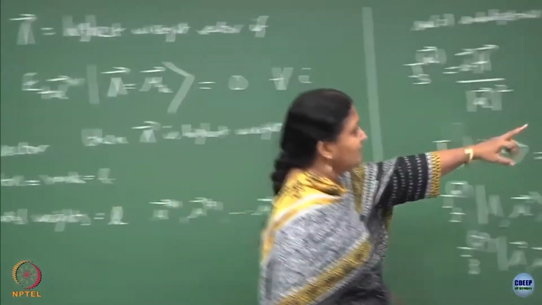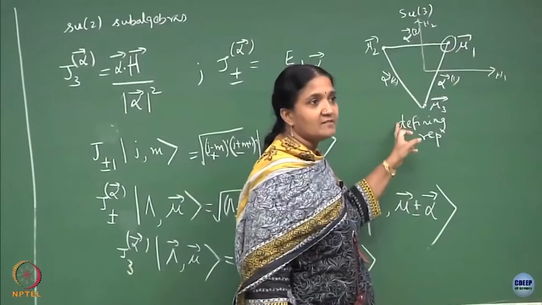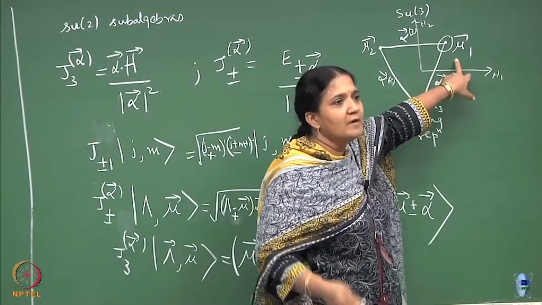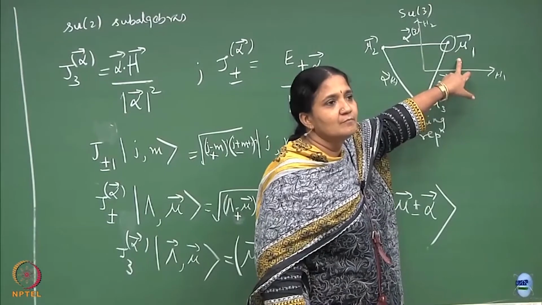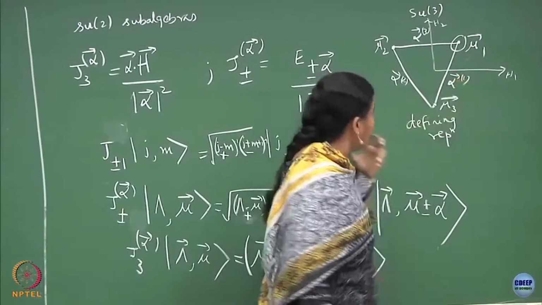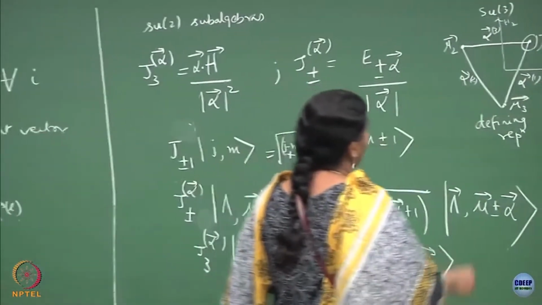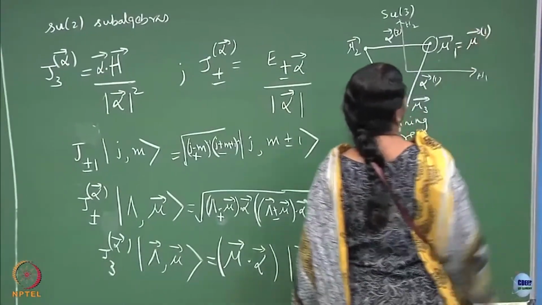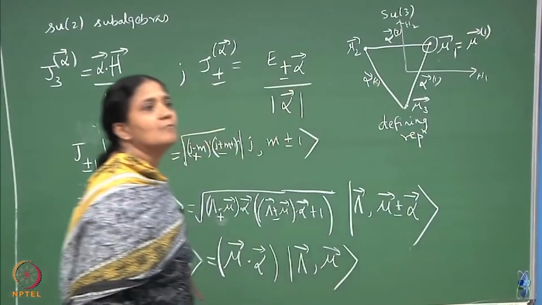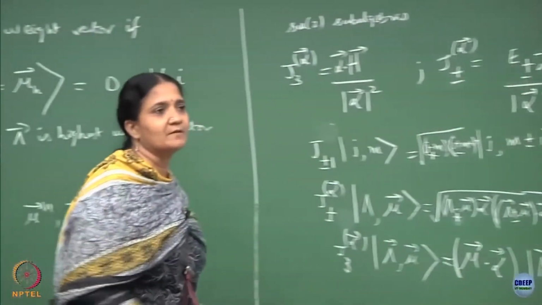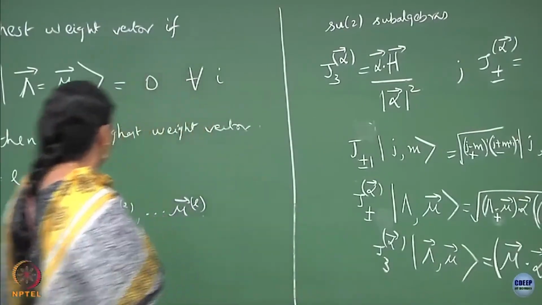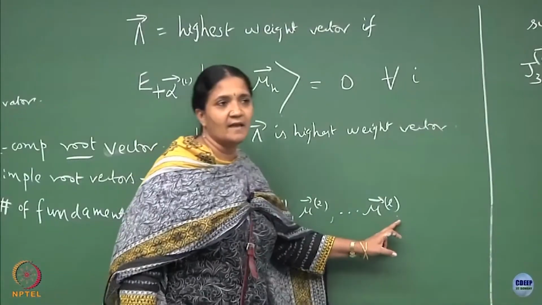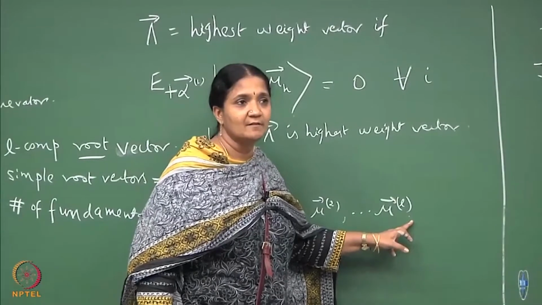Those were the three states for the defining representation, and this highest weight will be one of the fundamental weights. Okay. So, this one will turn out to be one of the fundamental weights, which is also the highest weight. Okay. So, now we need to determine the remaining L fundamental weights.